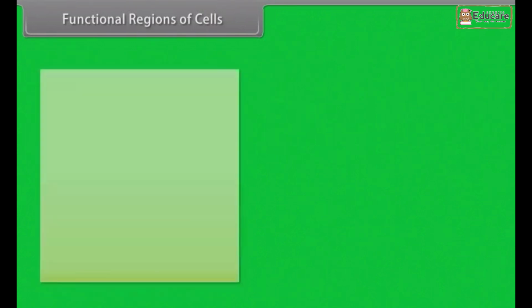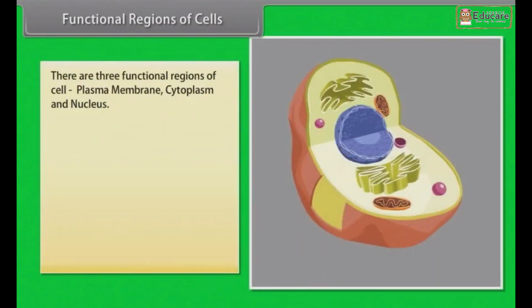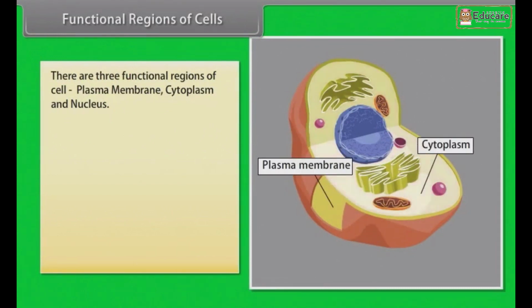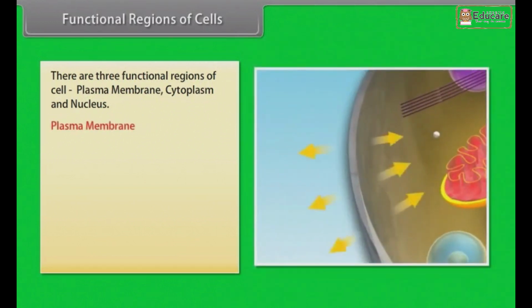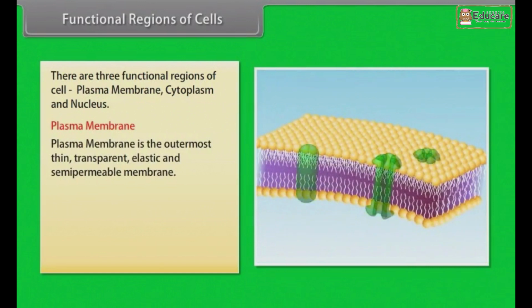Functional regions of cells. There are 3 functional regions of cell: plasma membrane, cytoplasm, and nucleus. Plasma membrane. Plasma membrane is the outermost thin, transparent, elastic, and semi-permeable membrane.